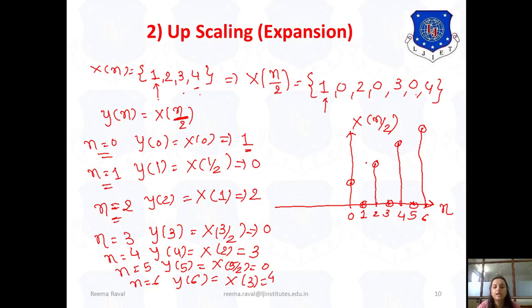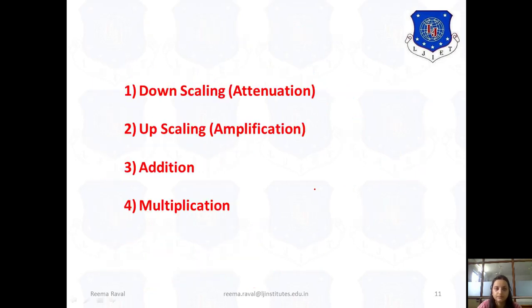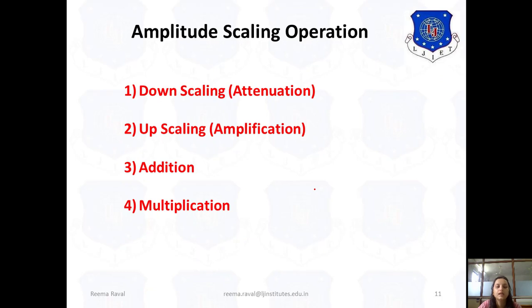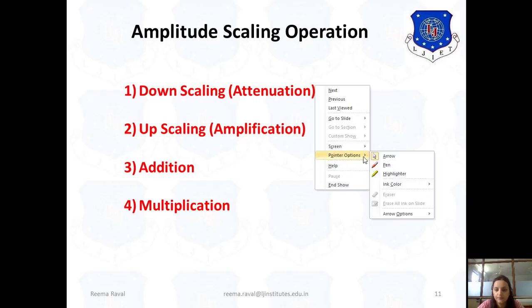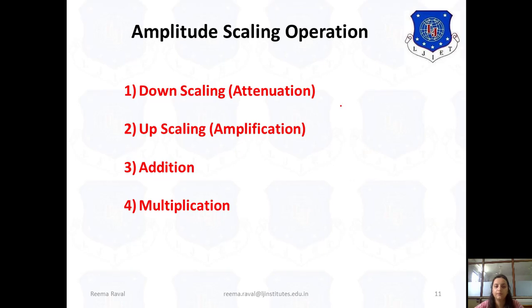Okay, so this is the expansion of the original signal, or else you can say upscaling, right? Now let us understand the amplitude scaling operation. In amplitude scaling there are 4 types. First one is downscaling, or else you can say attenuation. Second one is upscaling, or else you can say amplification. The third one is addition, and the fourth one is multiplication. Let's say for example, first we consider downscaling. So I have to find x of n by 2. This is called downscaling.